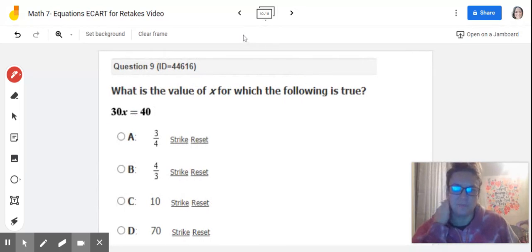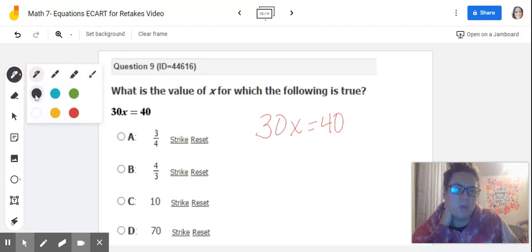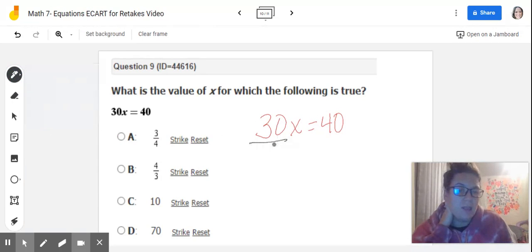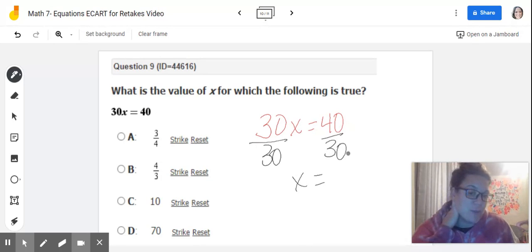All right. Number 9. So this one looks pretty straightforward, and I think you guys missed it just because you went too fast maybe, but it looked like on your workspace, most of you divided both sides by 30, and then you just like picked A or something. I don't know if you just didn't like the way this looked, but 40 over 30 is a fraction that can be simplified, right? Divide them both by 10 and you get 4/3.